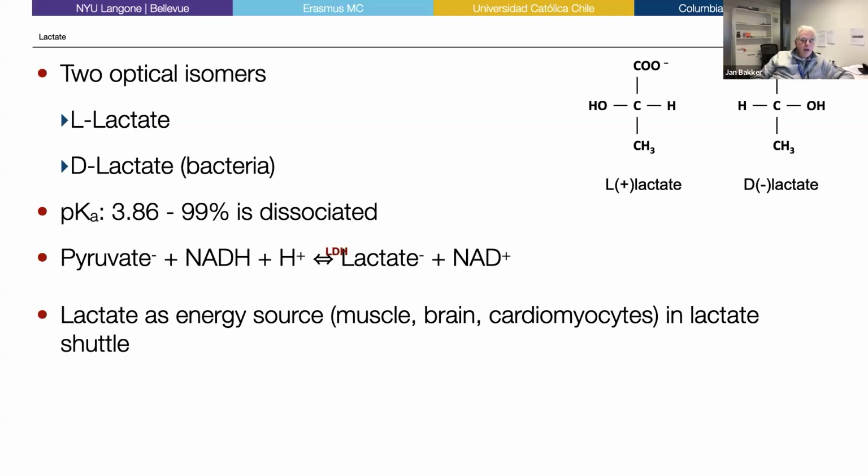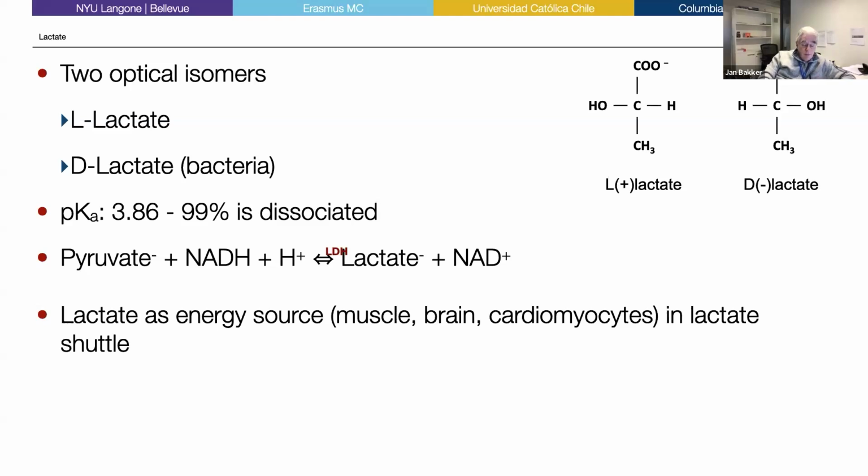The pKa of lactate is very low, meaning basically that lactic acidosis does not exist, because lactate is dissociated almost at every stage. I mean, if your pH is 3.86, you're probably not alive anymore. So lactate is always dissociated from the H+. And the H+ is used in the metabolism of pyruvate.